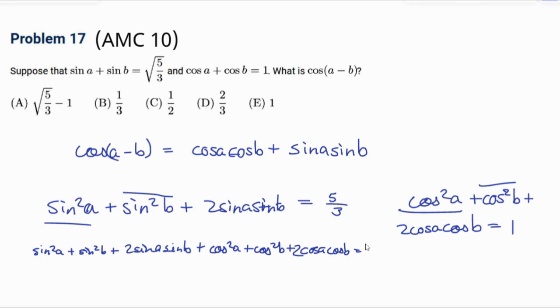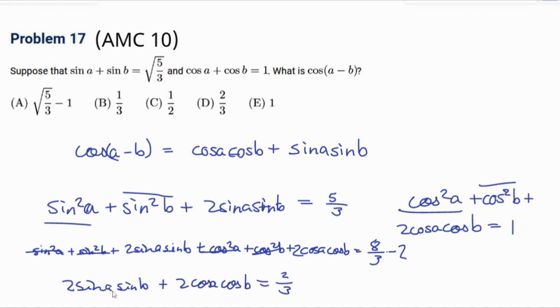That becomes 8/3. Now, first thing to notice, sine squared A and cos squared A cancel, sine squared B and cos squared B cancel. That's like 2, right? They add up to 2 in total. So since we're removing the value of 2 from here, we have to do it from here as well. Now we've got 2 sine A sine B plus 2 cosine A cosine B equals 8/3 minus 2, which is just 2/3.